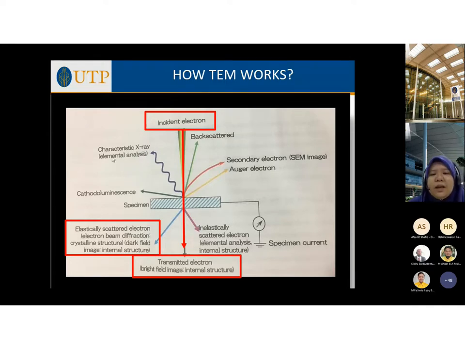This one will give you the elemental analysis, where we can know what elements exist in your sample. Then cathodoluminescence is for luminescent material such as phosphor. And last but not least, the elastically scattered electron we use for diffraction analysis in TEM.